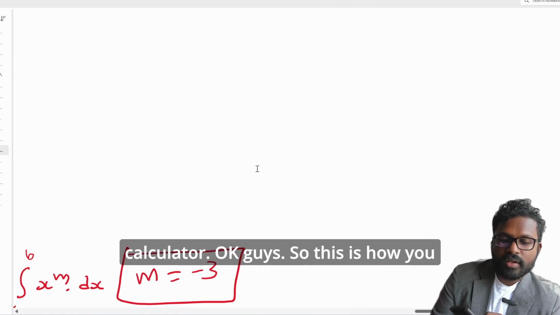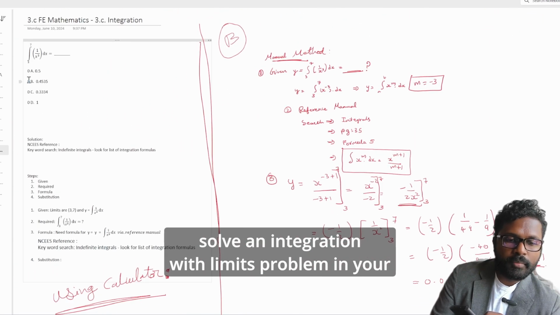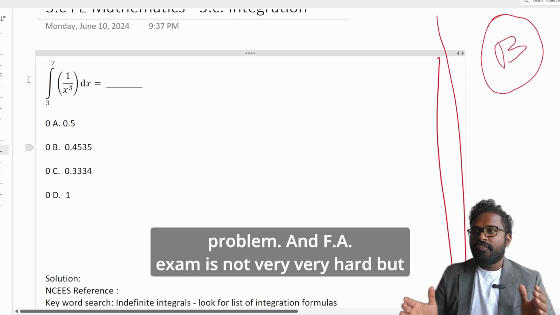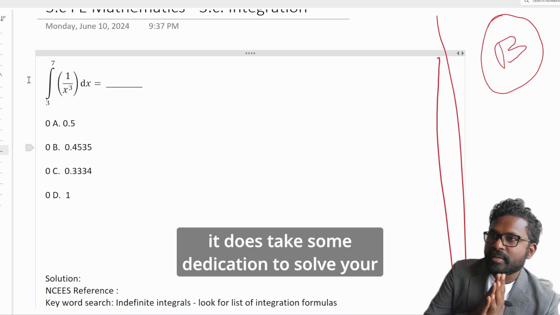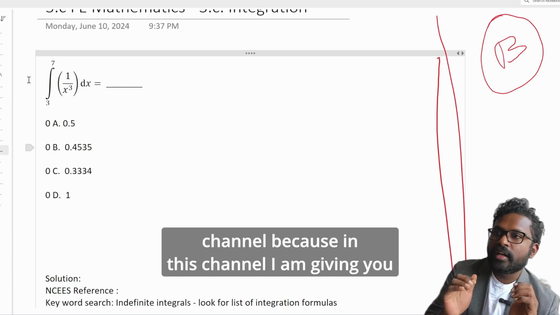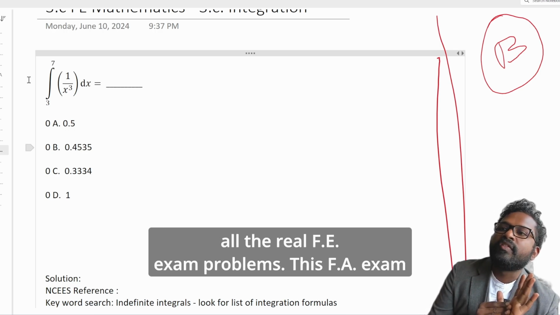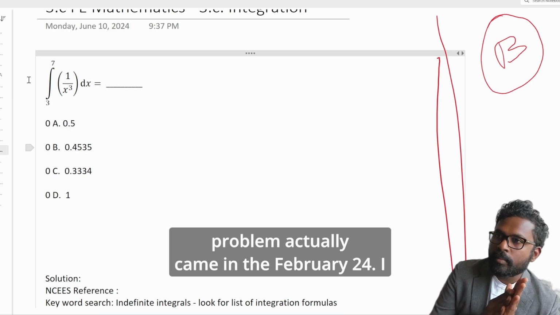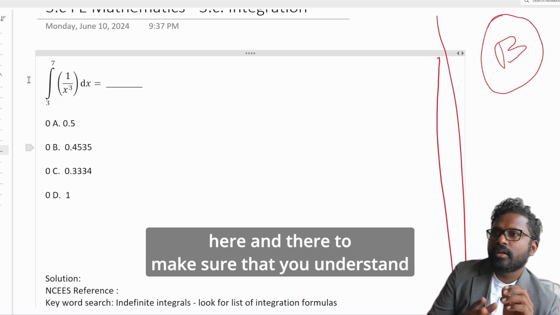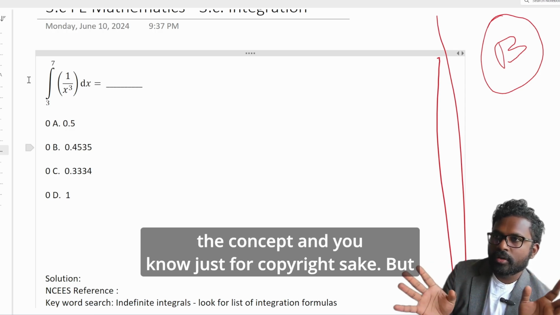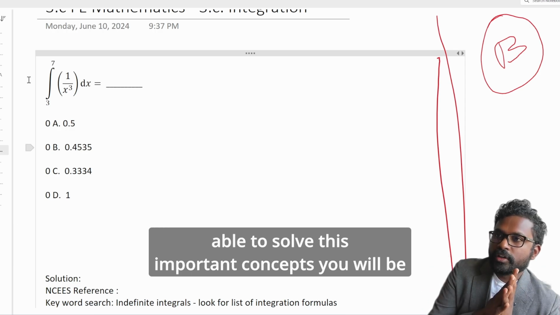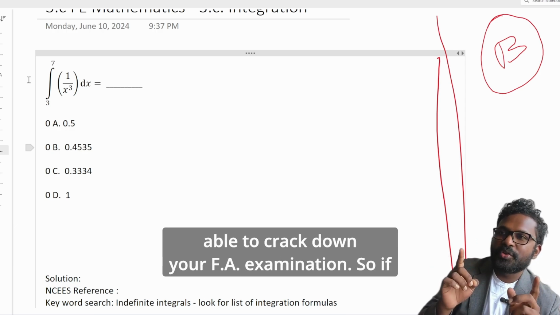Okay guys, so this is how you solve an integration with limits problem in your FE examination. I hope you really enjoyed this problem. The FE exam is not very hard, but it does take some dedication to solve your problems. So make sure you stay tuned to my channel, because in this channel I am giving you all real FE exam problems. This FE exam problem actually came in February 2024. I changed some variables and coefficients here and there to make sure that you understand the concept, and just for copyright's sake, but the concept is 100% genuine. If you are able to solve these important concepts, you will be able to crack your FE examination.